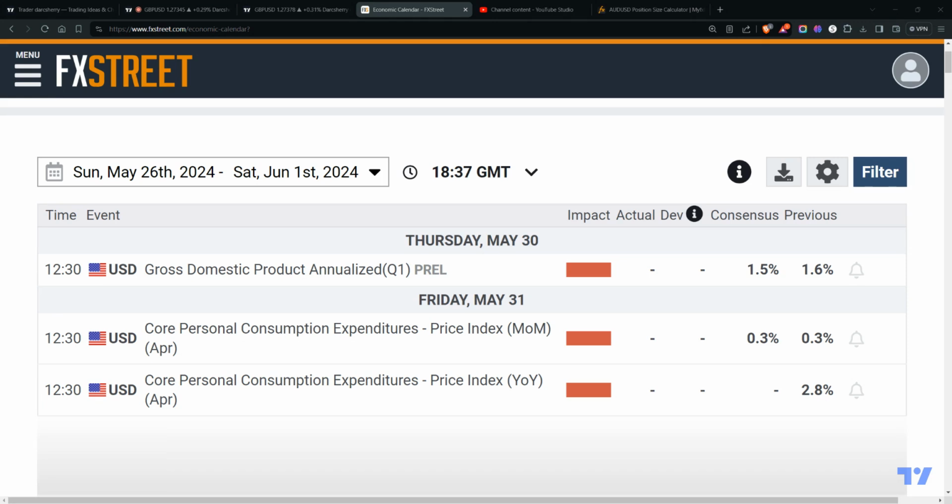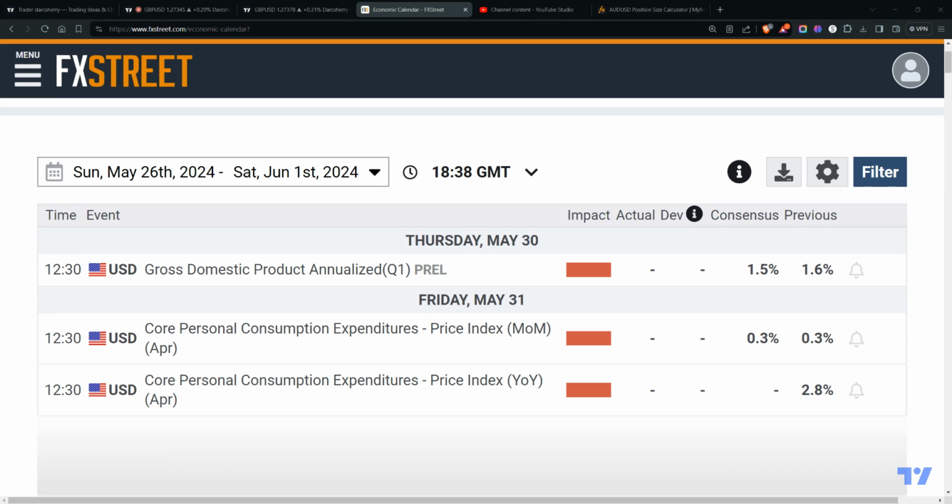Fast forward to Friday, May 31, from the United States as well, we have the core personal consumption expenditure, which measures the average change over time in the prices paid by consumers for goods and services. As you will see here, there are no events from the United Kingdom that could be a driving factor to maybe push the British pounds higher.